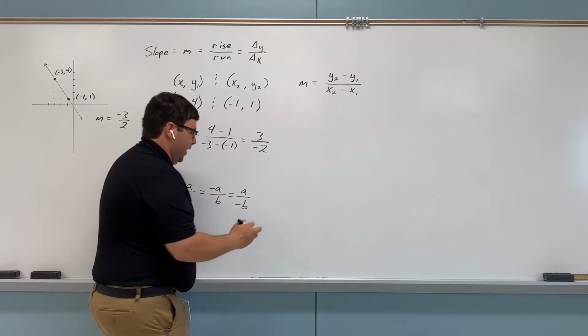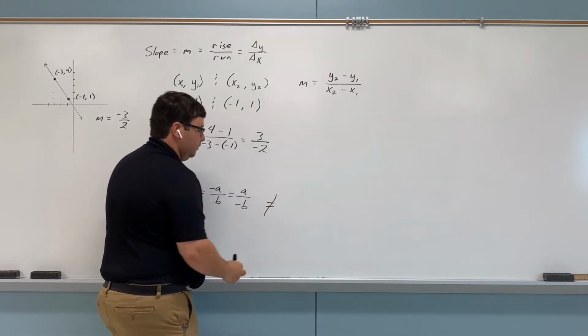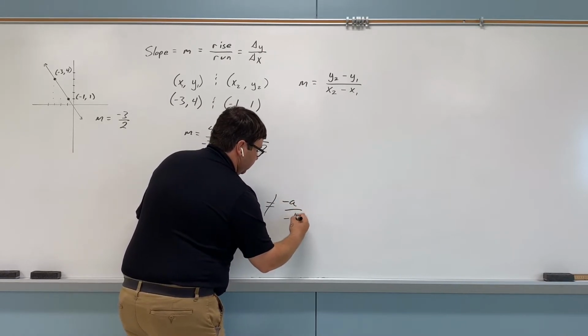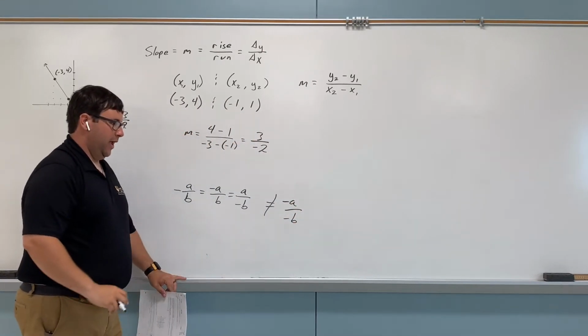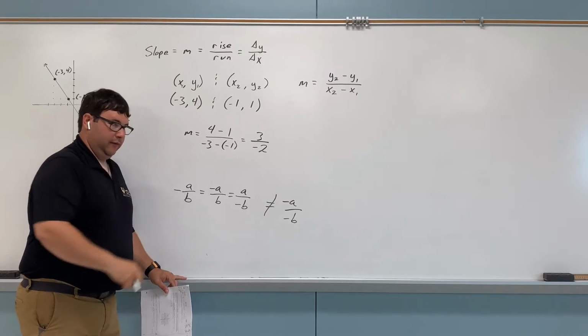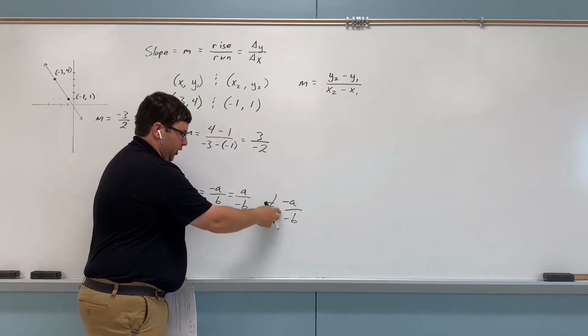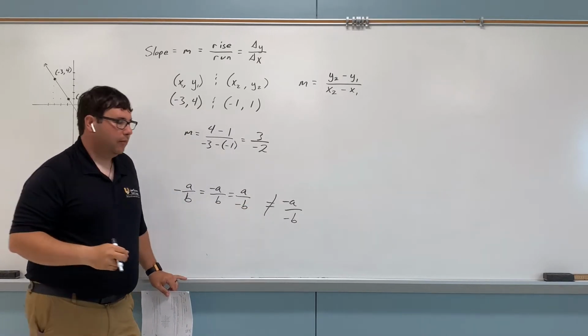You cannot have a negative in both numerator and denominator and mean this. It's not the same, because this is essentially going back to double negatives.